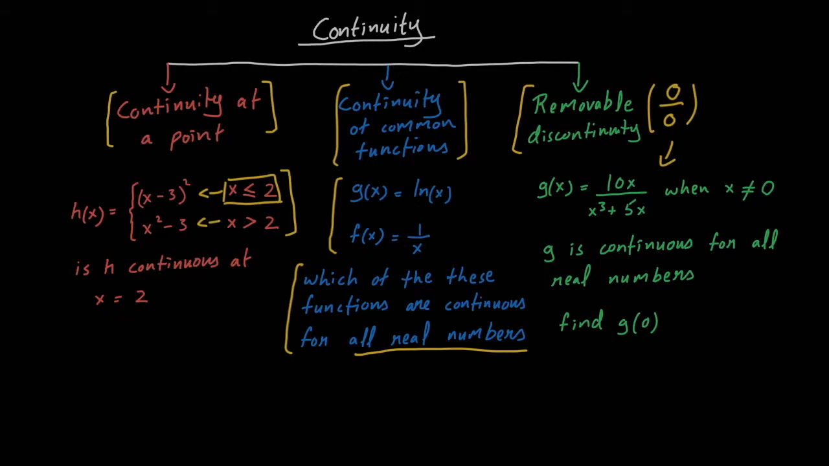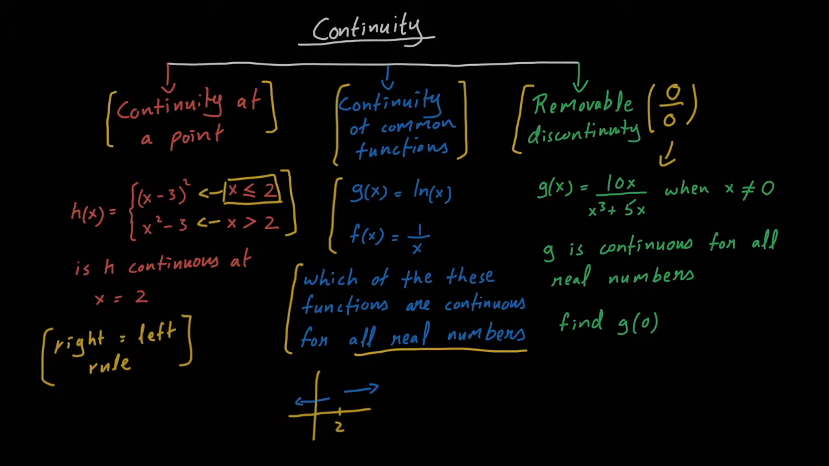For the first question, continuity at a point. h of x is equal to (x minus 3) whole square, which is defined for x less than or equal to 2, and x square minus 3, which is defined for x greater than 2. Is h continuous at x equal to 2? For such questions, there is a simple rule to follow: the right side should be equal to the left side for it to be continuous. If you imagine a graph, and this is 2, the right side would be values greater than 2 and the left side would simply be values less than 2.